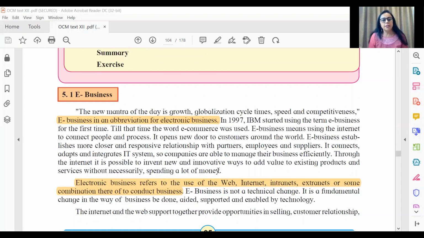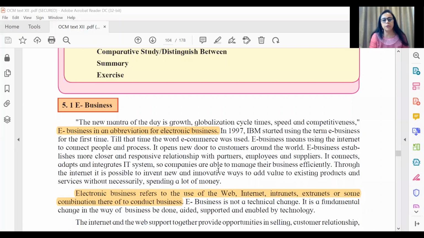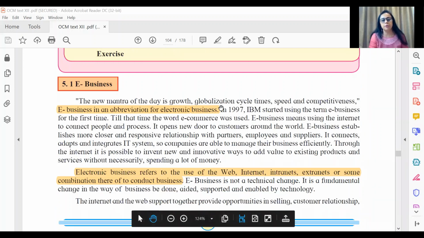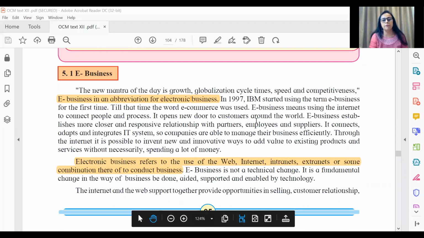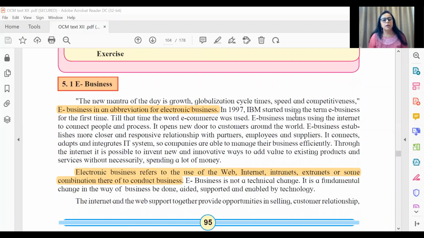To begin with, the very first paragraph on e-business. I'll just tell you the page number where we are going to begin. So we have page number 95. You see the very first paragraph, meaning of e-business. So what is the full form of e-business? Electronic business.